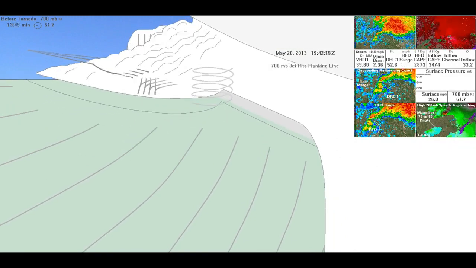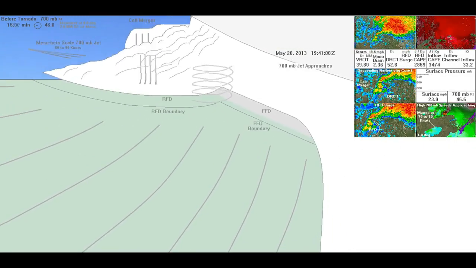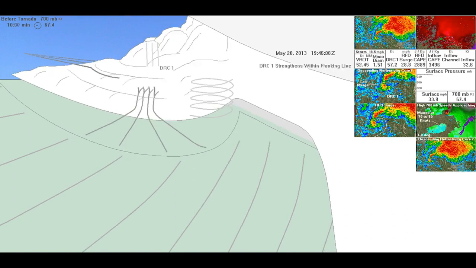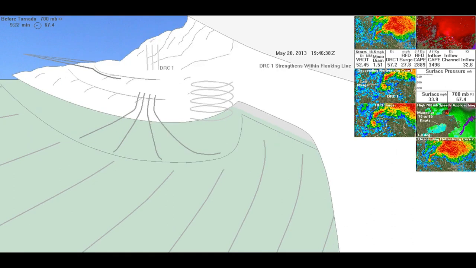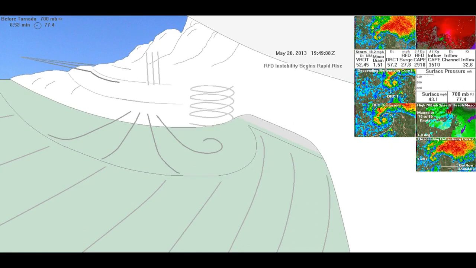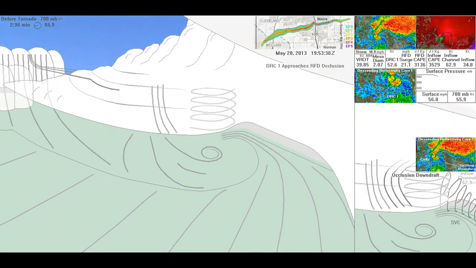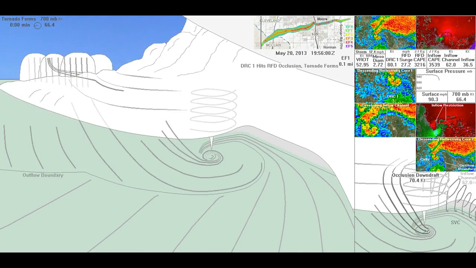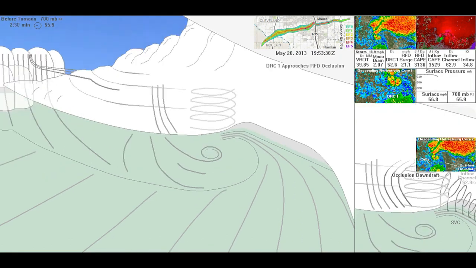But if we also go back to look at the cell merger here, this did cause the RFD surge, the rear flank downdraft surge, as we talked about. But it also has a core of precipitation, of rainfall and wind that comes down through the flanking line, and that is called a descending reflectivity core. In meteorology terms, it's called a DRC for short. And so this was the first DRC that impacted the Moore storm. And so this area of precipitation and wind comes down and hits the surface right here, and then as it hits the center of the rotation, that's when the tornado formed. So this DRC was important to tornado formation for the Moore tornado.